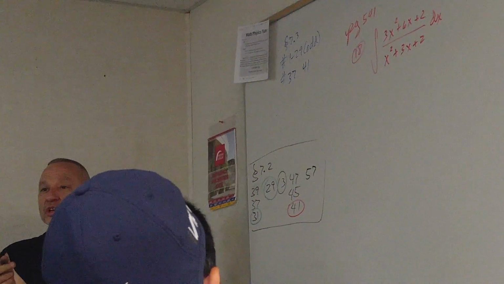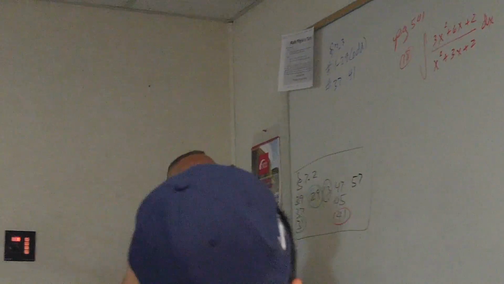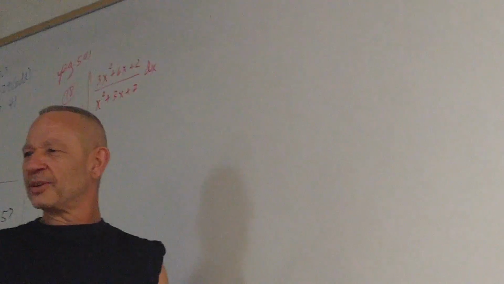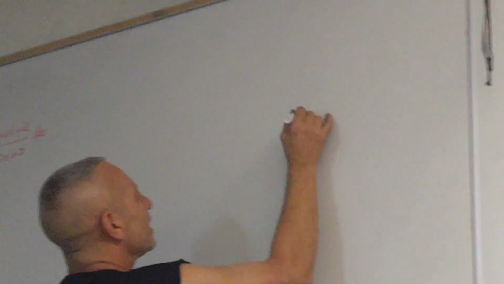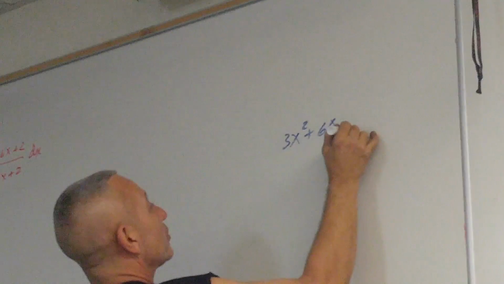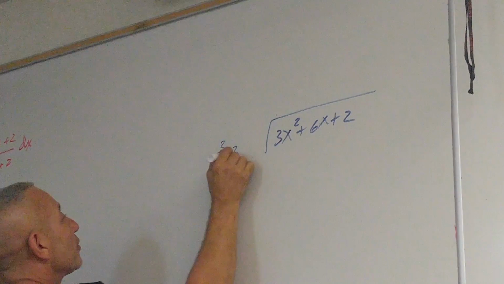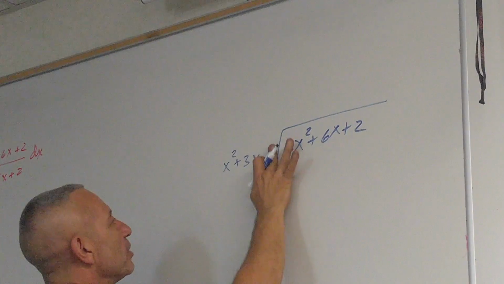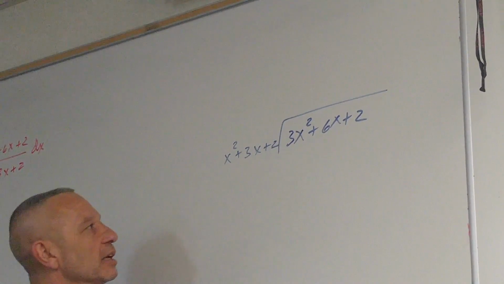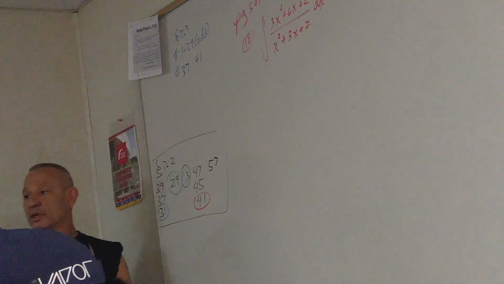Oh, he noticed that the degree of the top was greater than or equal to the degree of the bottom. So I believe you said long division, didn't you? Yeah. That's what I thought you said. So he's going to take 3x squared plus 6x plus 2, and he's going to divide it by x squared plus 3x plus 2. Anytime the degree of the top is greater than or equal to the degree of the bottom, we have an improper fraction, algebraically speaking. And we're going to turn it into a proper fraction by division.